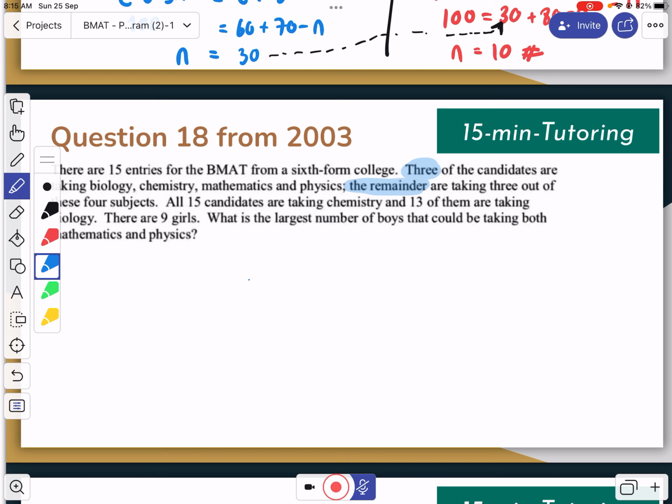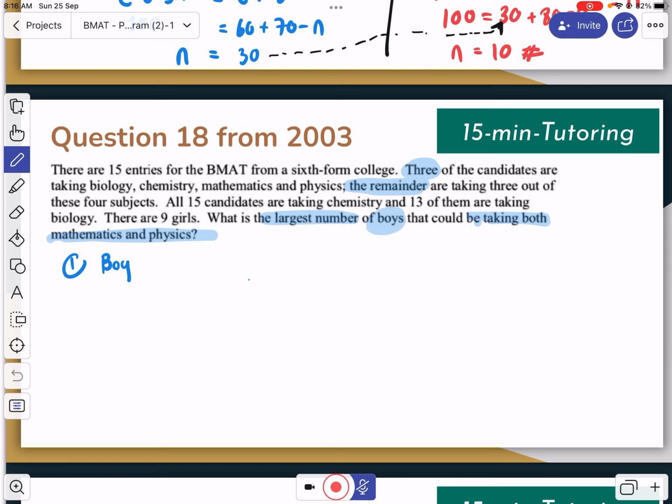And the question asks about the largest number that need to be boys and taking both math and physics. First, let's look at boys. How many boys do we have? Well, we have 15 total, and we have 9 girls. Boys will be 15 minus 9, that is 6 boys. Okay. Next, we'll be looking at people who are taking both physics and math.